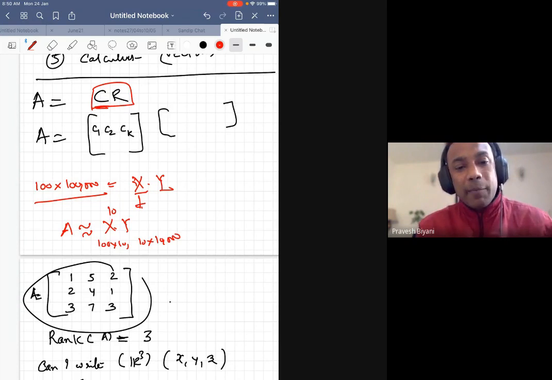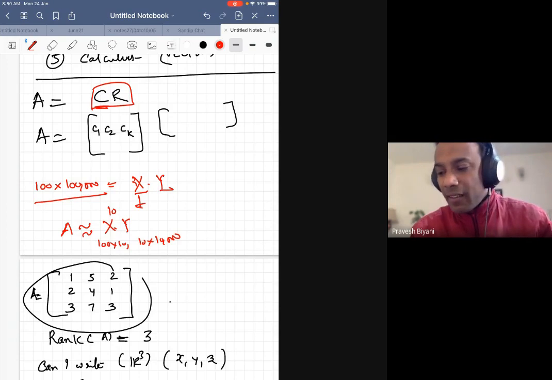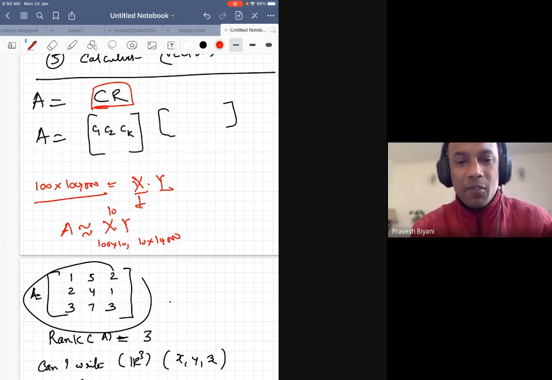What is that matrix which is closest to A that contains only 10 columns? Now that matrix is not X, any 10 linearly independent columns of A times Y. No. That X could be something else. Are you getting the question? I hope this is clear, right?